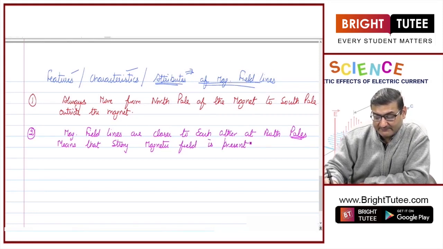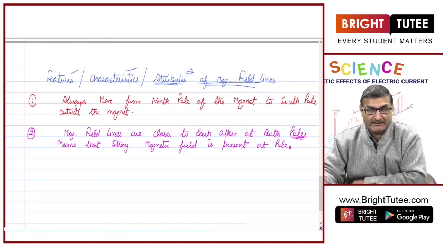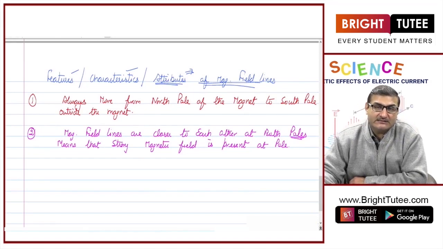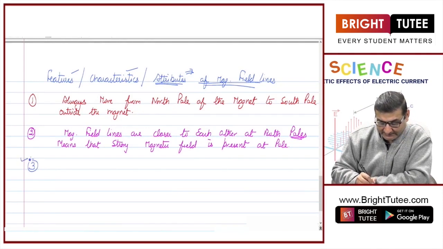Where these magnetic field lines are more, there will be more strength of the magnetic field. That means the magnetic field is stronger at the poles as compared to at the center. Fine. So this was the second attribute of magnetic field lines. Right. Now the third attribute, and a very important attribute.